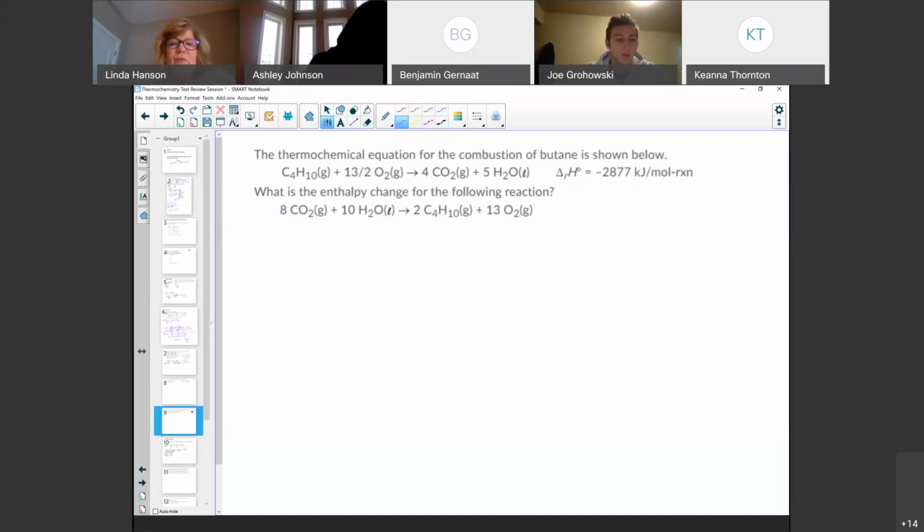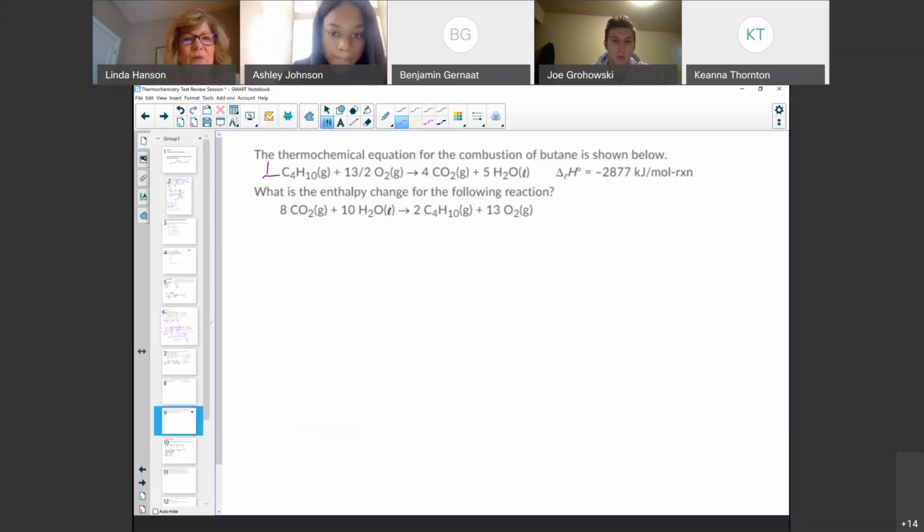This one talks about combustion of butane, which brings you to your discussion topic this week, right? When you take a hydrocarbon, which is a fuel, and you combust it, a ton of heat energy comes out. So this is butane's combustion reaction. I want to emphasize that there's a coefficient of 1 here, and to balance it we're using a fraction in front of the oxygen. That's okay, because by definition the heat of reaction is per 1 mole of the fuel. What is the enthalpy change for the following reaction?